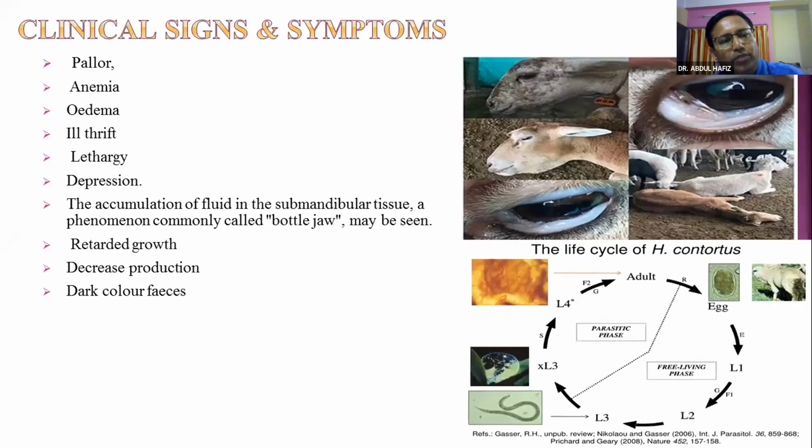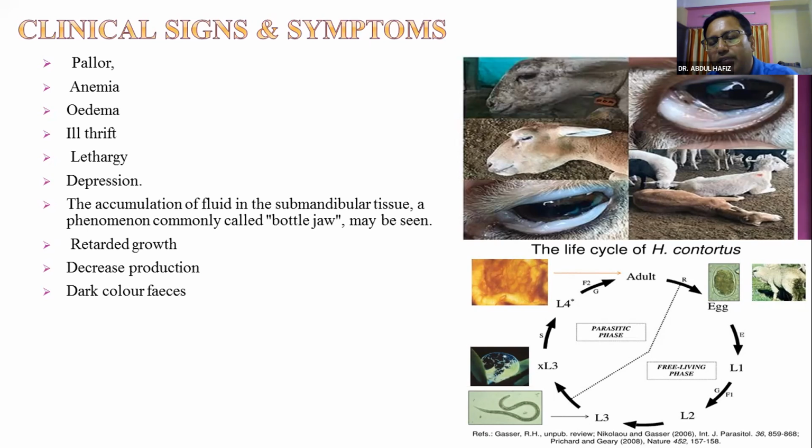And clinical symptoms, mainly of this deadly parasite. It causes severe anemia, pallor, edema, ill thrift, lethargy, depression, retarded growth, decreased production, and dark colored feces due to the breakdown of hemoglobin. So here we have seen these photographs, the pale mucous membrane due to haemonchosis.